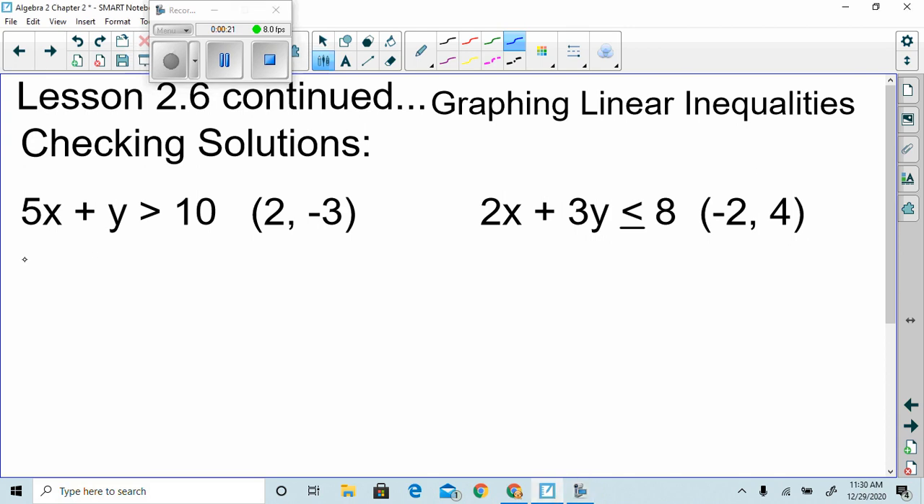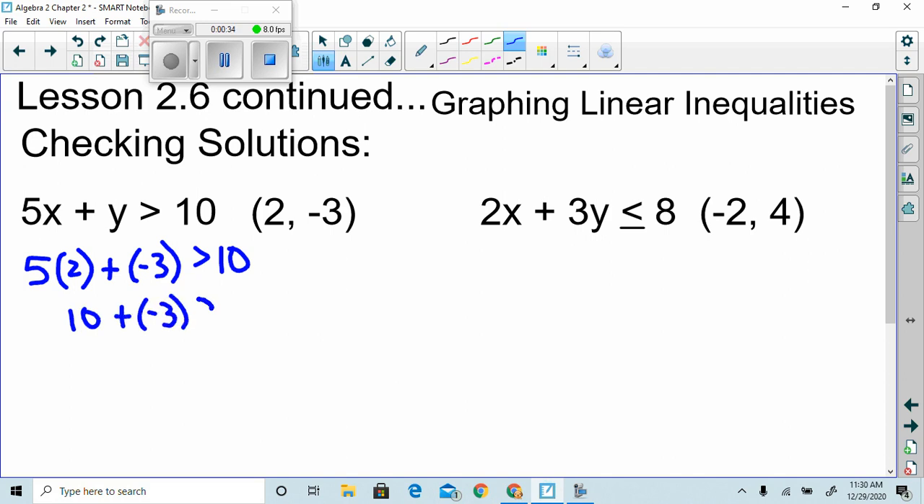We'll start with substituting 2 for x and -3 for y. We then simplify and we get 10 plus a -3. We don't know if that's greater than 10. Well, 7 is not greater than 10. That's a false statement. So our conclusion is that (2, -3) is not a solution.